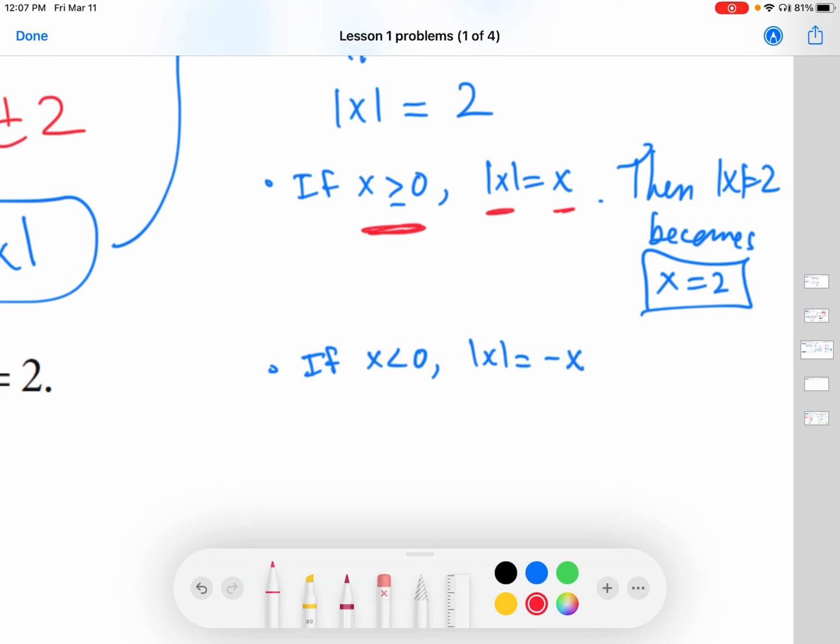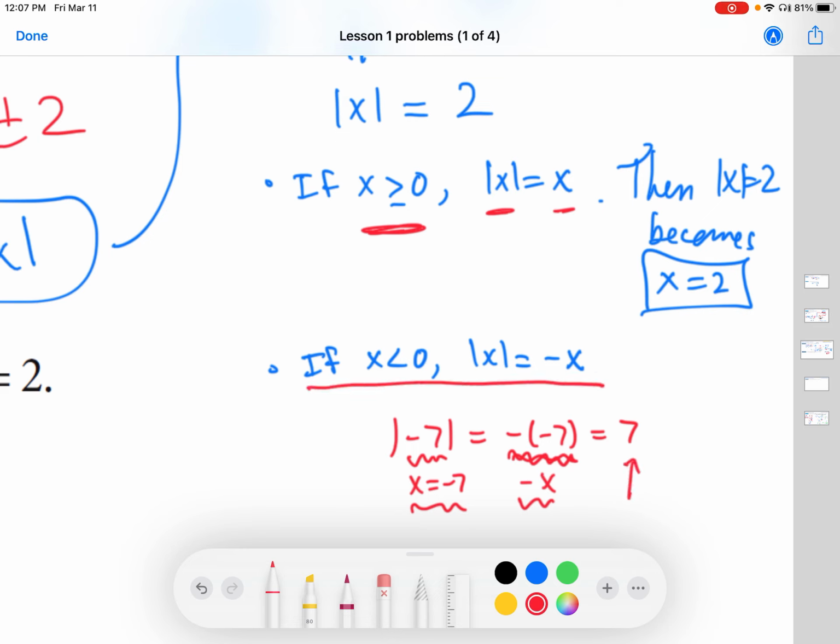This might seem a little weird, so let's do an example. Absolute value of negative 7. Well, this is the x value here. X equals negative 7. How do we get rid of the negative sign? We would multiply negative 7 times a negative 1. That would give us 7. Okay, so then this here is negative x. Again, x is negative 7. Negative x is negative 7, which is 7. Okay, so if x is negative, the absolute value of x equals negative x.